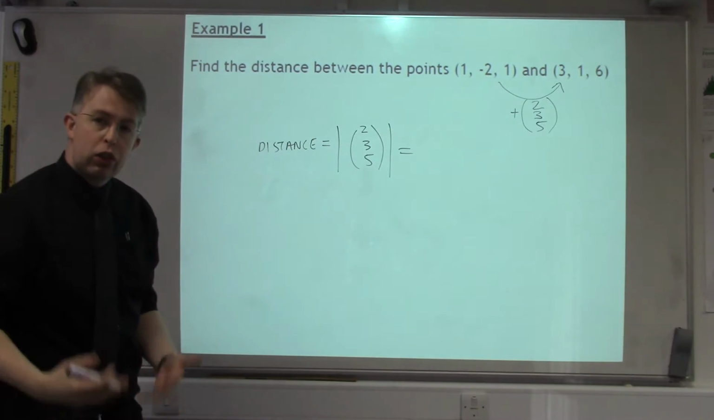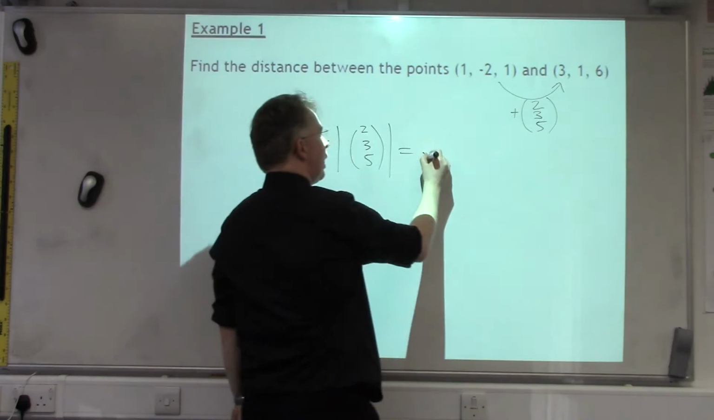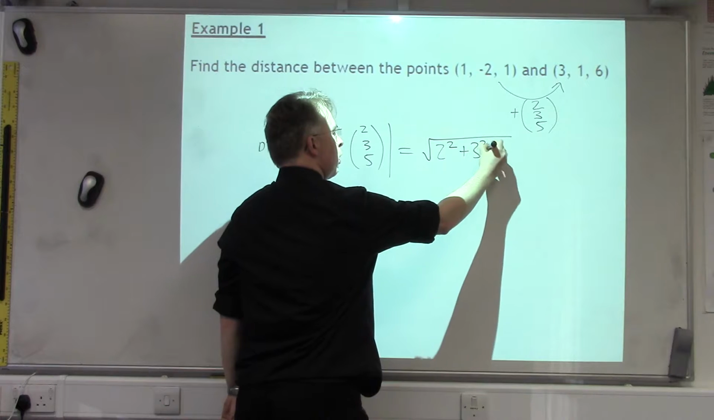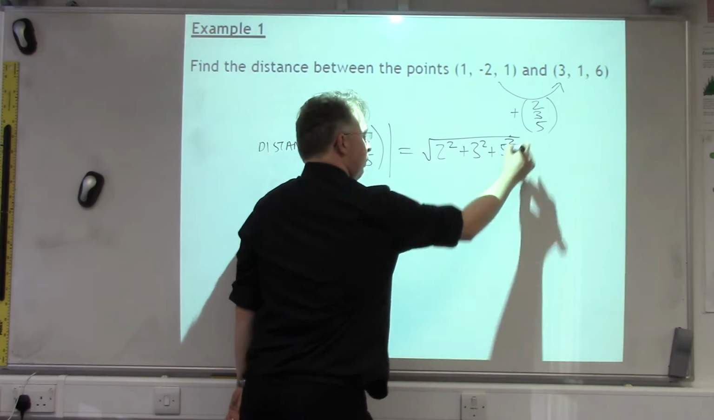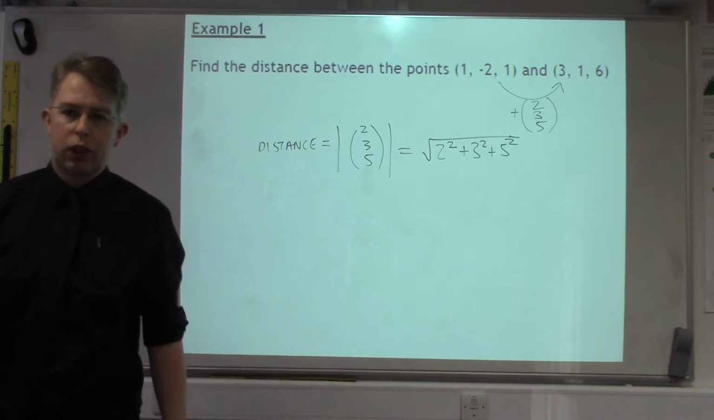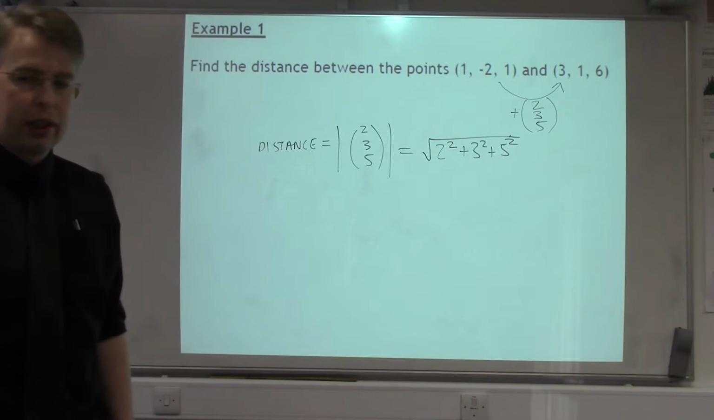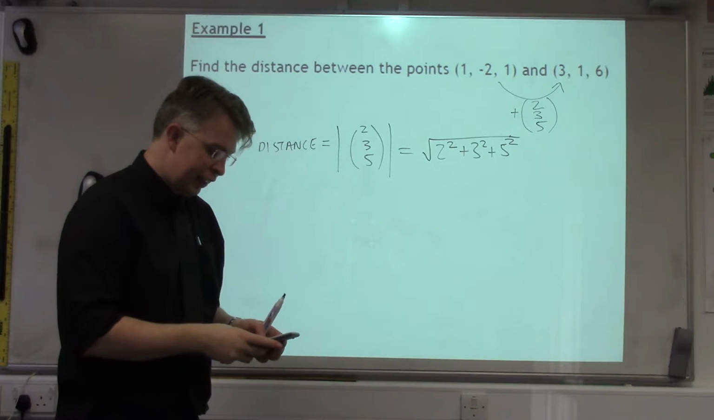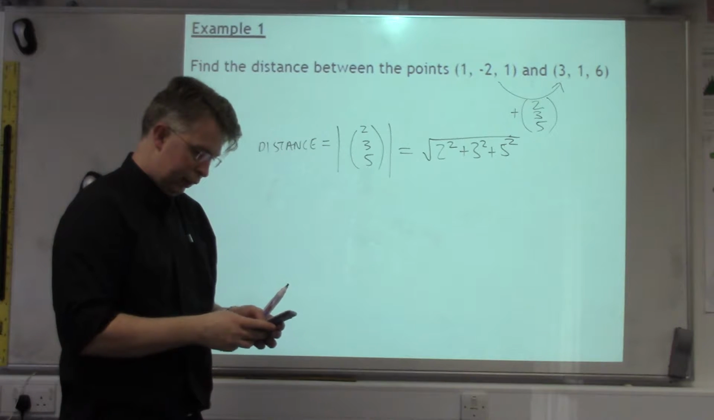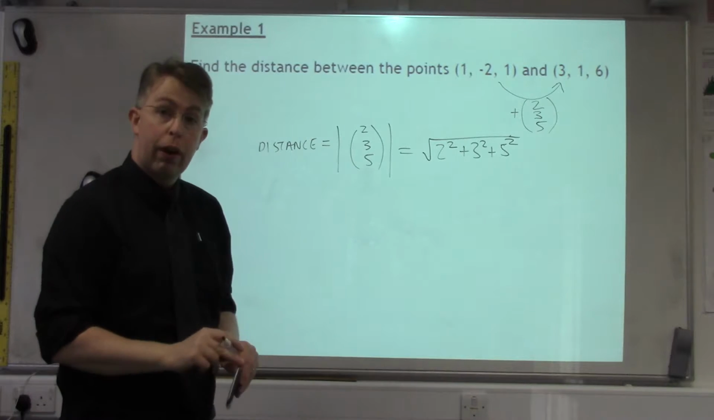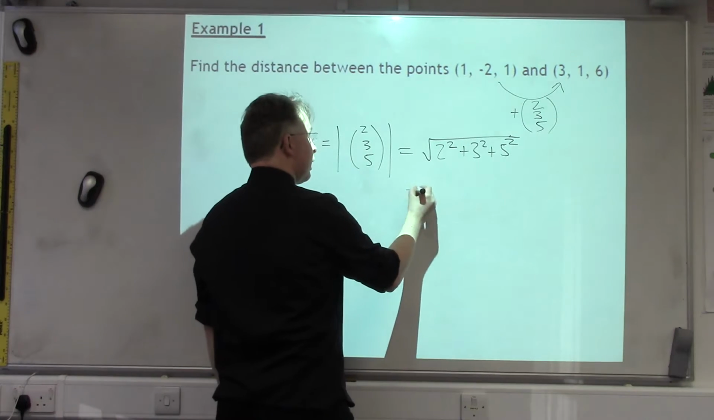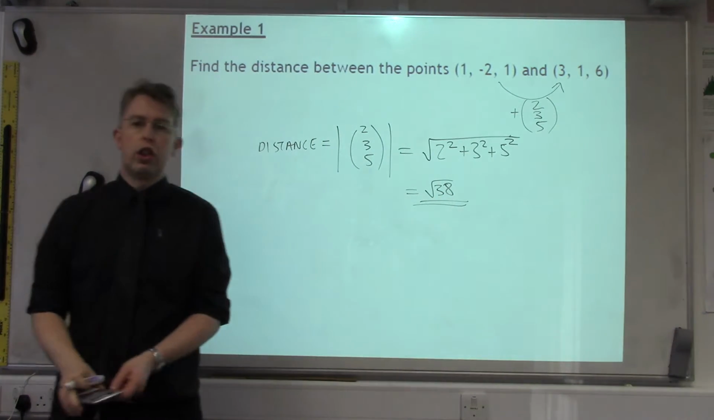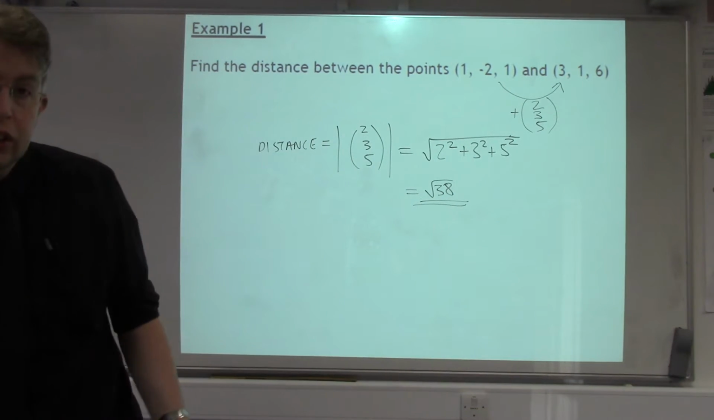So again, just like the last section, it is the 3D Pythagoras. So the square root of 2 squared plus 3 squared plus 5 squared. Getting out my calculator, I get the square root of 38. Because this is pure maths, we tend to prefer exact answers to decimals.